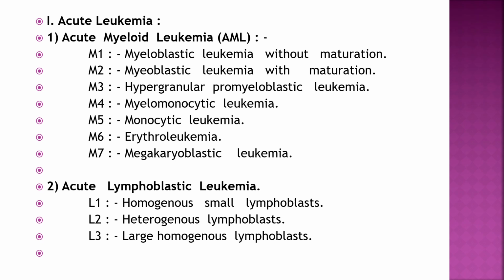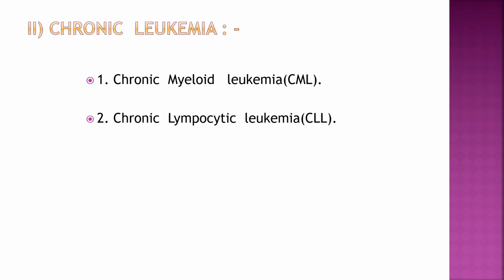Then acute lymphoblastic leukemia is of three types: L1, L2, L3. L1 is small lymphoblast, they are homogeneous, so mostly all are small lymphoblasts. L3 is large homogeneous lymphoblast, and L2 is a mixture, that is heterogeneous, so it consists of small plus large lymphoblasts. Now chronic leukemia is chronic myeloid leukemia or chronic lymphoblastic or lymphocytic leukemia.